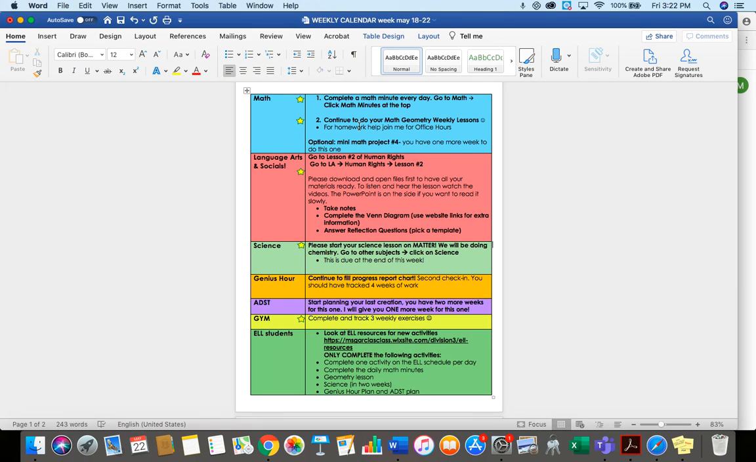Altogether, you're going to have to take notes and complete the Venn diagram. I gave you other website links if you wanted extra information. And then you have to answer your reflection questions. There are 2 templates. One of them is for typing. The other one is if you want to print and handwrite.